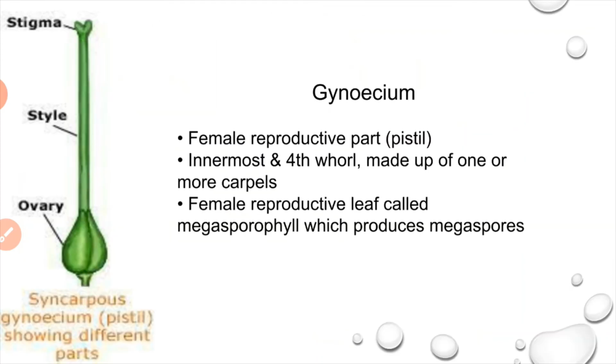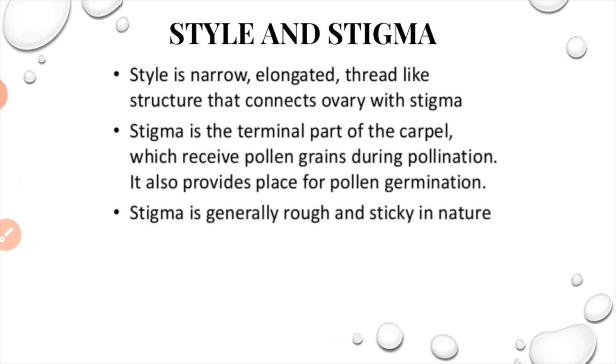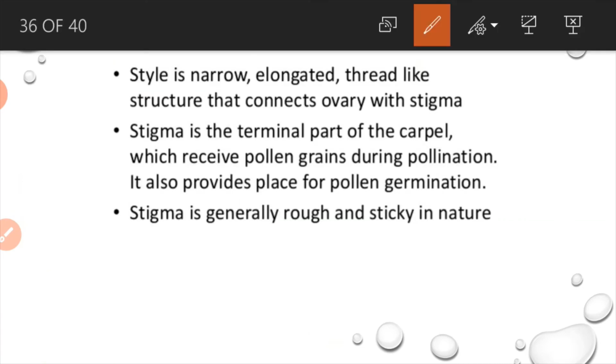Now we will study gynoecium, that is the fourth whorl, the essential part of the flower. It is the female reproductive part of the flower. It consists of three parts: ovary, style and stigma. Here we will study style and stigma. This is the style and this is the stigma.